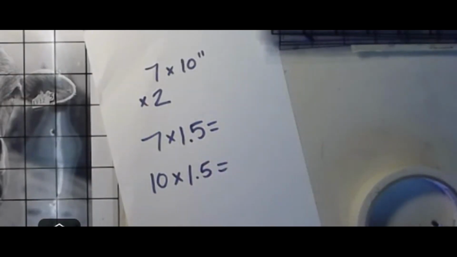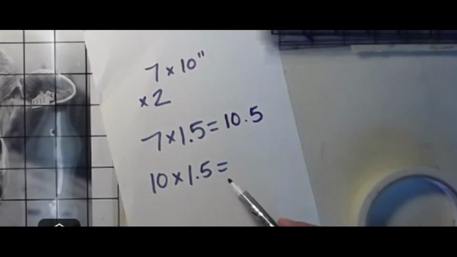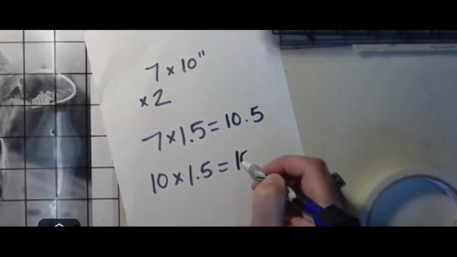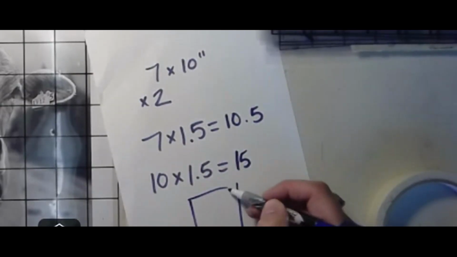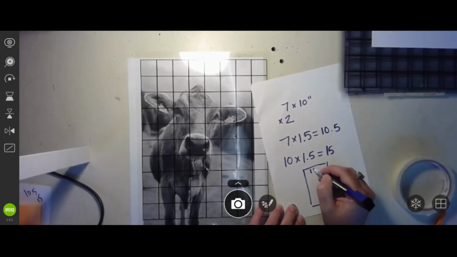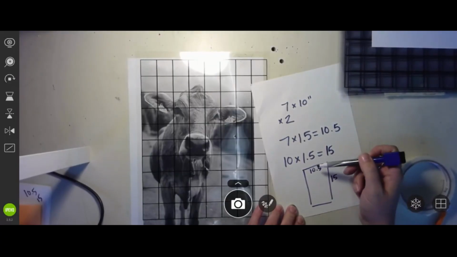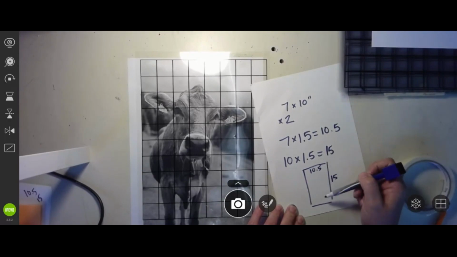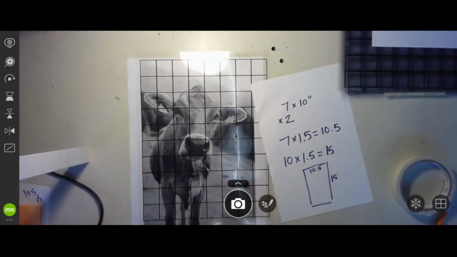So 7 times 1.5 ends up being 10.5. Okay, and then 10 times 1.5 is 15. So the dimensions of my paper in the end are going to be 10.5 wide and 15 tall. Okay, so I'm still going to have the same number of boxes, but those boxes are going to be bigger.